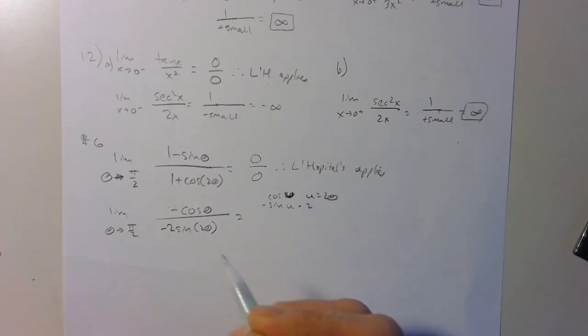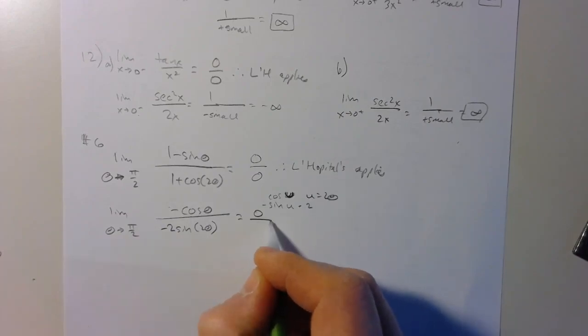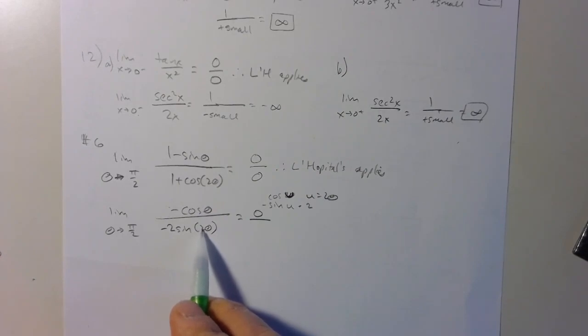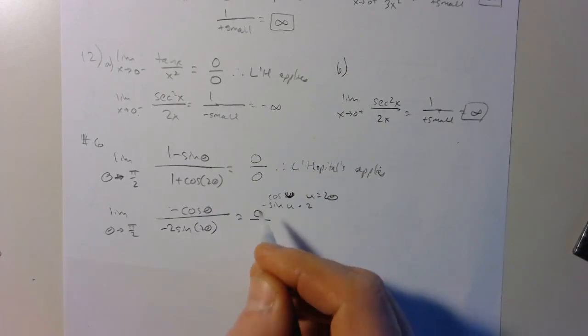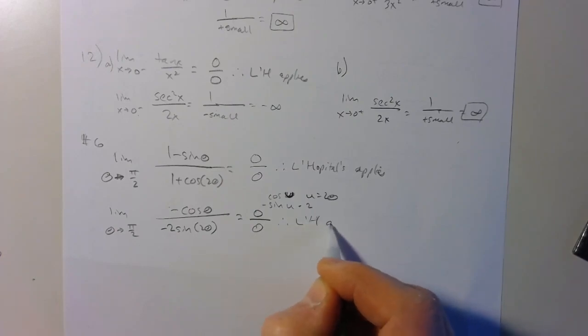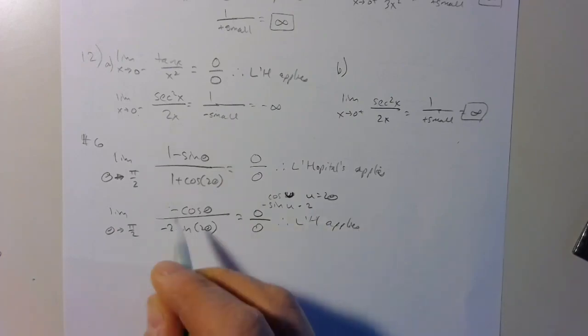So cosine of pi over 2 is 0. Doesn't matter that we have a negative there. Let's see, sine, so 2 times pi over 2 is pi, so sine of pi, that's 0 as well. So we have 0 over 0. So we're going to use L'Hopital's again. So we're going to take that derivative again.